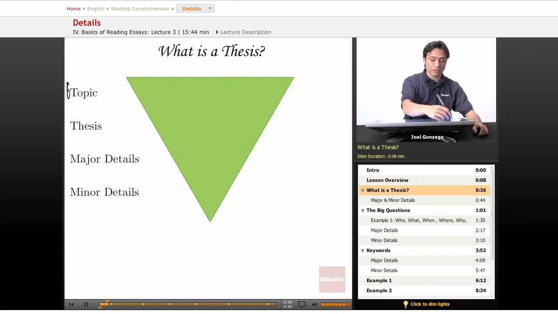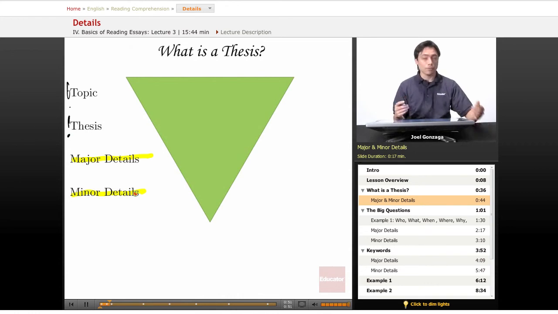We've got the topic, we got the thesis, and so now we're going to be concentrating on the major details and the minor details. These are more specific than the thesis, although they always relate back to the thesis. If you remember, the minor details support the major details, and the major details support the thesis.